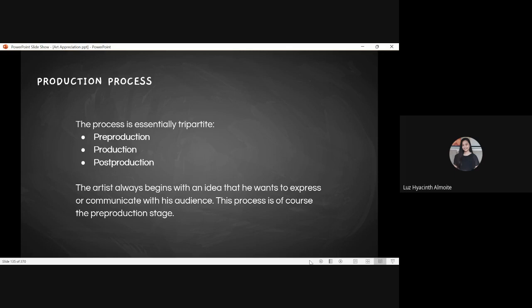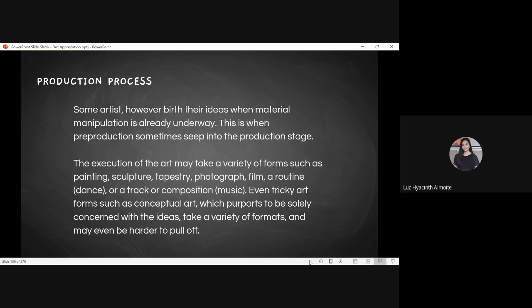The idea may take a while to form or may come as swift as a bolt of lightning. Some artists, however, birth their ideas when material manipulation is already underway. So this is when pre-production sometimes slips into the production stage. The execution of the art may take a variety of forms.